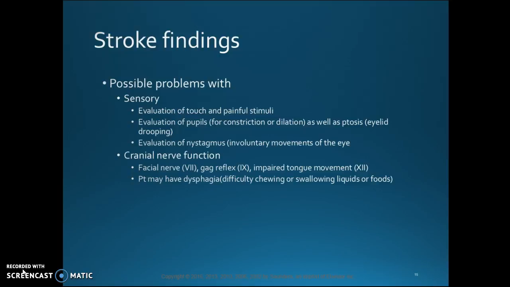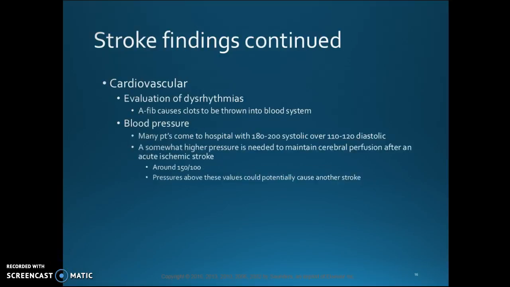And then our cranial nerve function's another thing we're checking for. So most likely the facial nerve is going to be affected. We talked about that again with Bell's palsy prior to this, and so I'm going to be evaluating for that. I would see that in the droopiness. And then the gag reflex and impaired tongue movement, those cranial nerves can also be involved. And the patient may have dysphagia, difficulty chewing or swallowing liquids or foods.